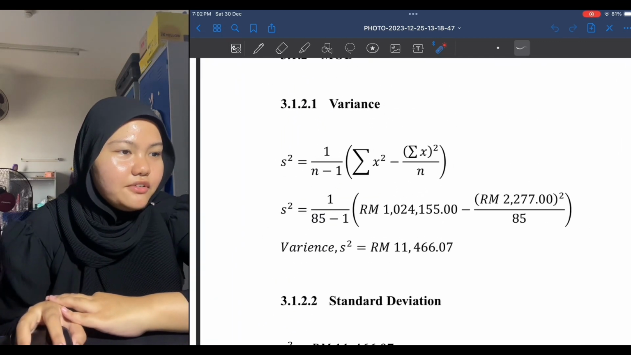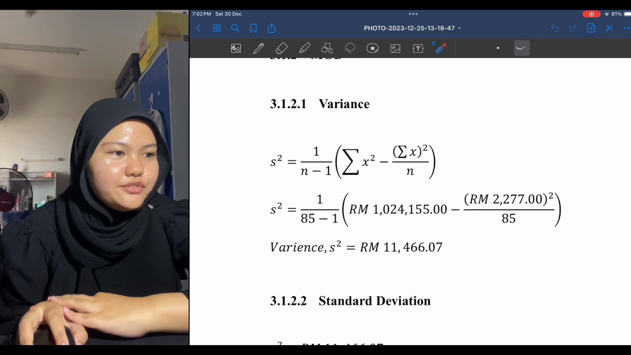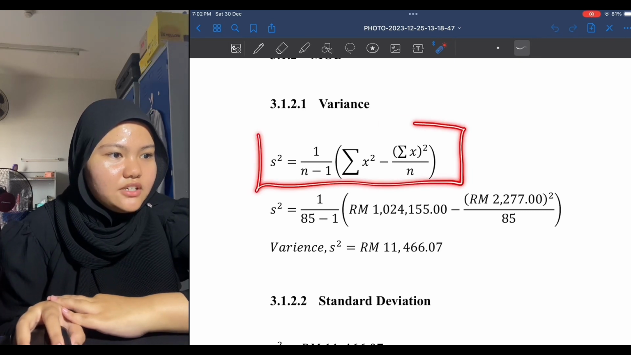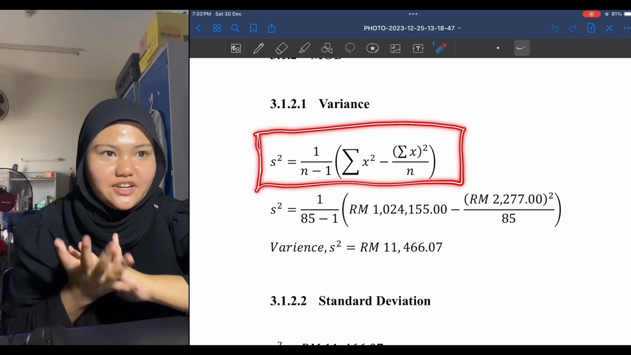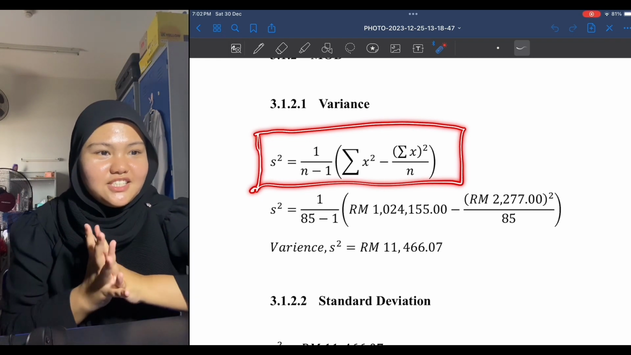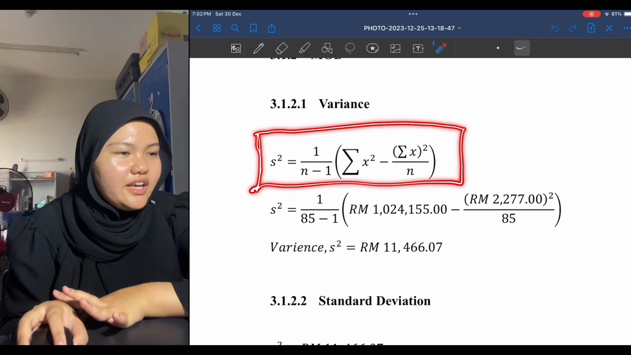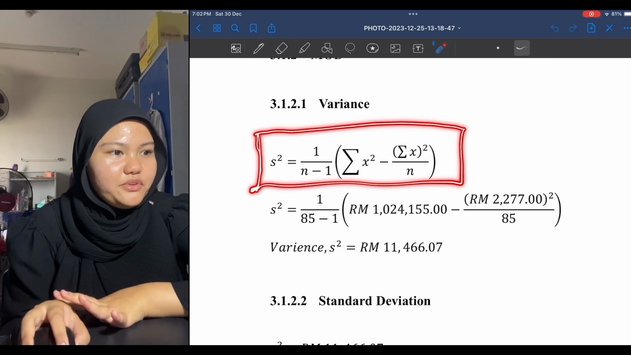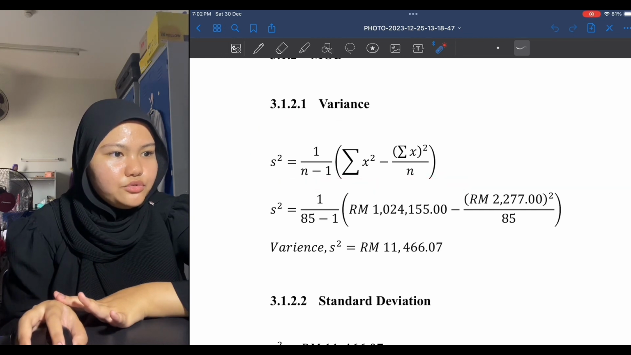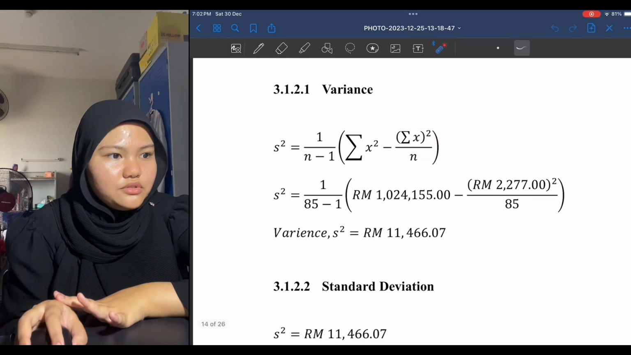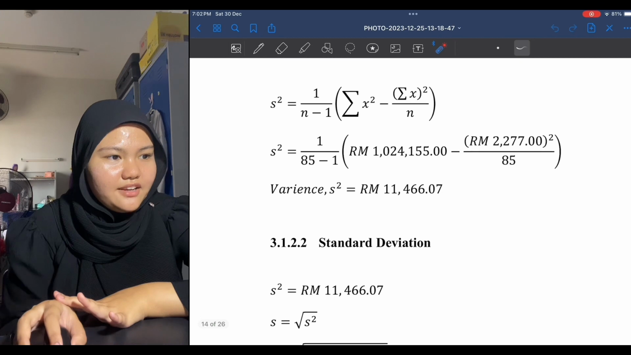Next, we're going to continue with the variance of our data. For the variance, we have to use this formula. We have two formulas to find the variance, but I prefer this one because it's easier. 1 divided by n minus 1, multiplied by the sum of the midpoint to the power of 2, then minus the sum of the data to the power of 2 divided by n.